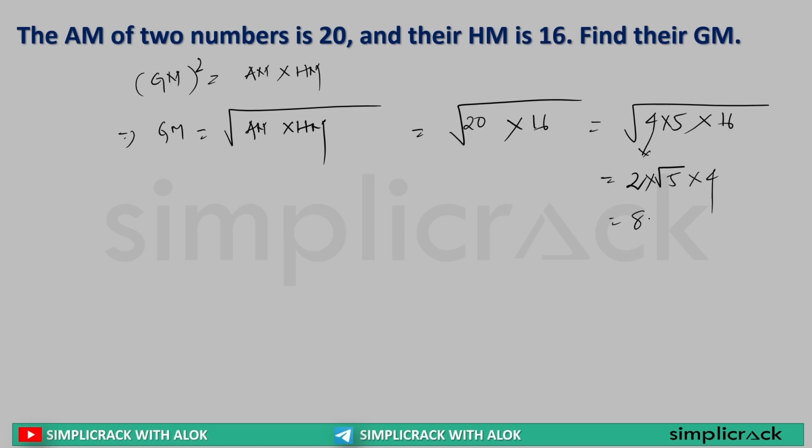2 into 4 is 8 root 5. So the geometric mean of these two numbers is 8 root 5. Clear or not? Clear? So this is how you should be calculating, or this is how the questions will be in NTPC and CGL as well. There won't be very tough questions, but yes, once you understand this property well, I will put up more such questions in the mixed practice class, so that will ensure that you are 100% ready for this concept.